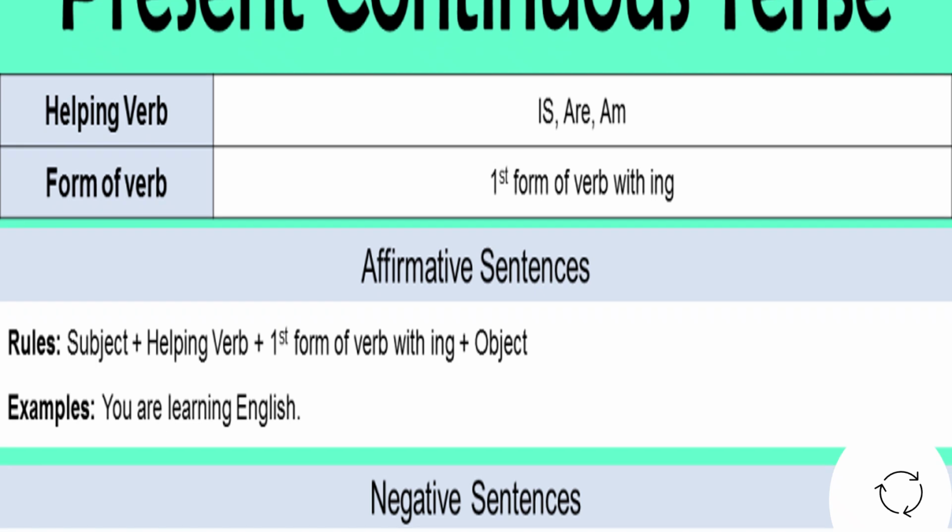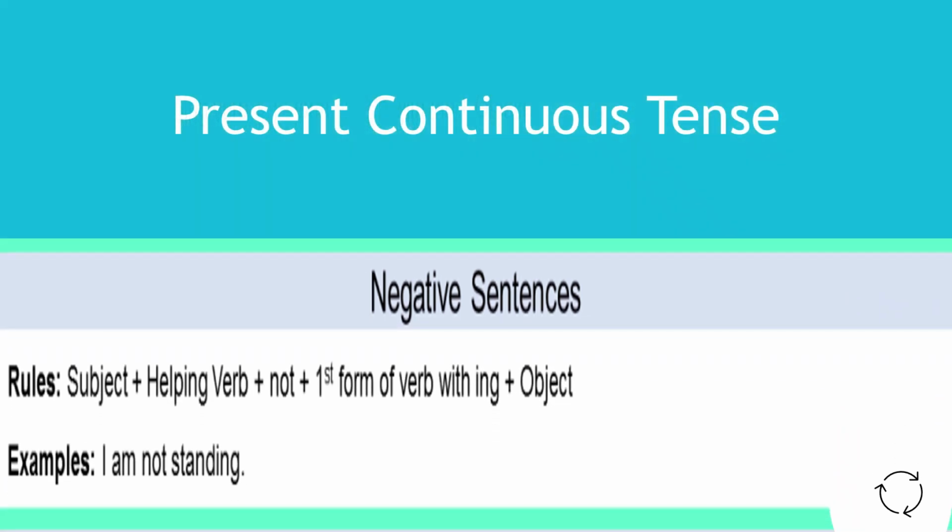In negative sentences, the structure would be like the use of subject in the beginning, helping verb is am/are, and the use of not to indicate that this is a negative sentence. Then it will be followed by first form of verb with ing, object. Example would be I'm not standing.